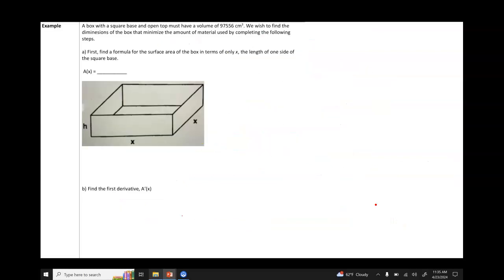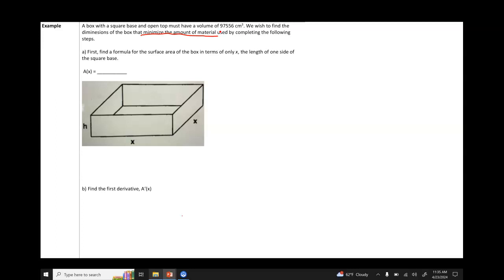Here's the next problem. There's a box, and the box has a square base. So if it's a square base, then the length and the width of the base are going to be the same. Now, we want to have a volume of 97,556 cubic centimeters. And we want to find out the dimensions of the box that gets us this volume, but by using the least amount of material. So our objective here is we're going to minimize the amount of material used while still building a box with this volume.